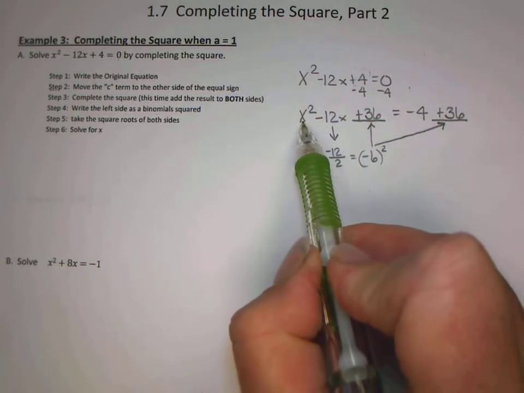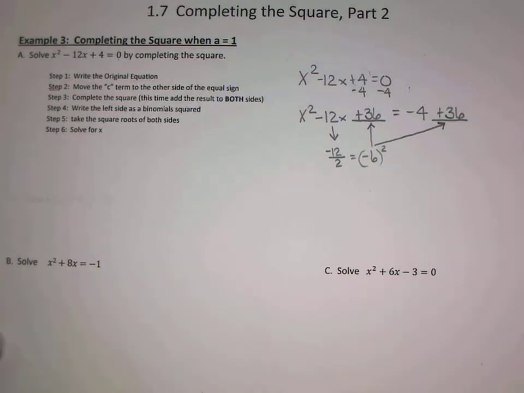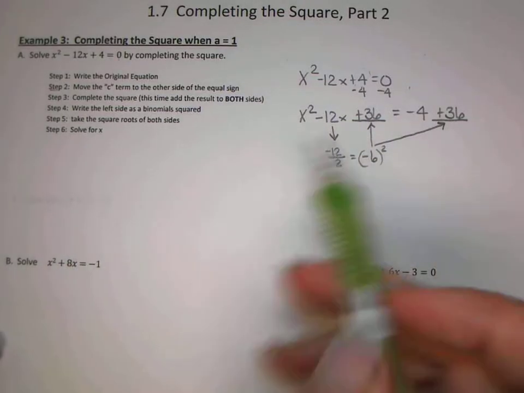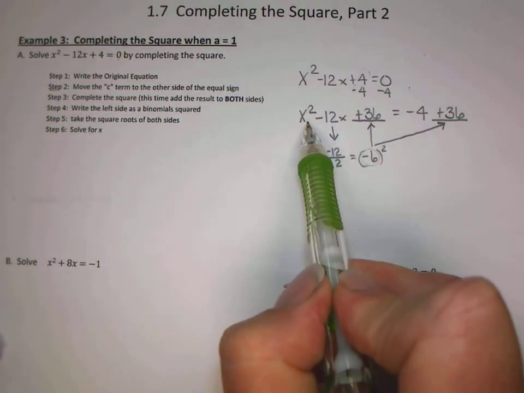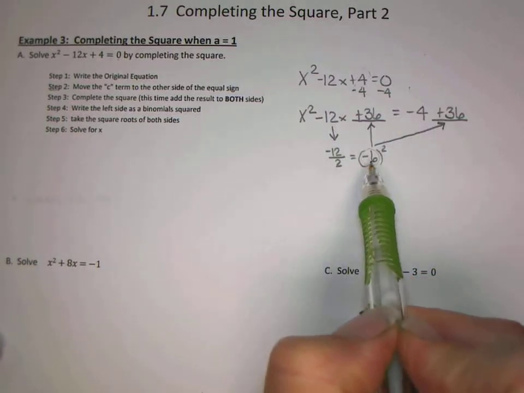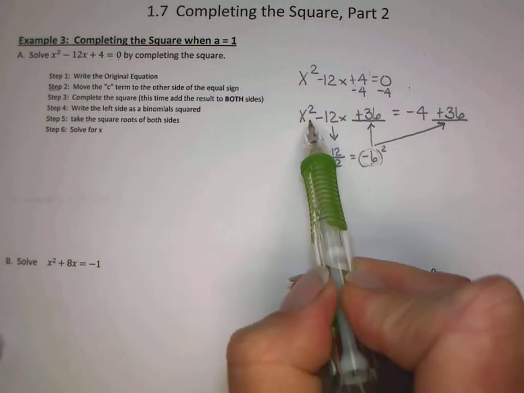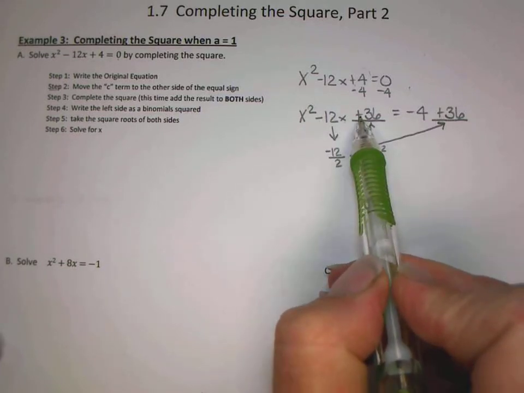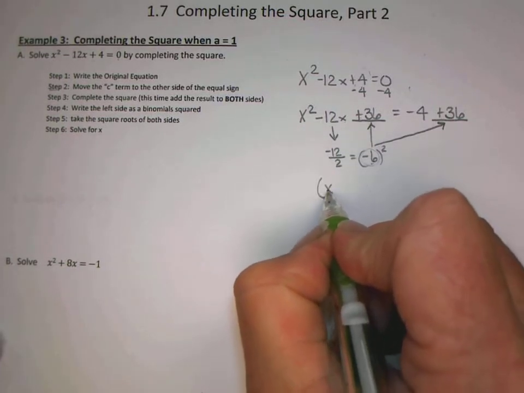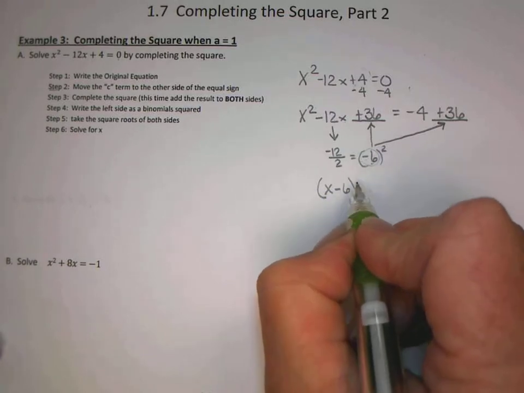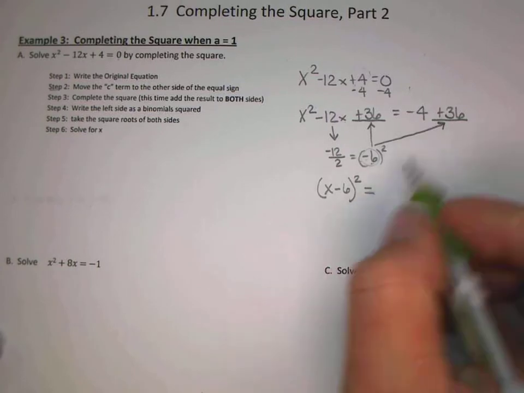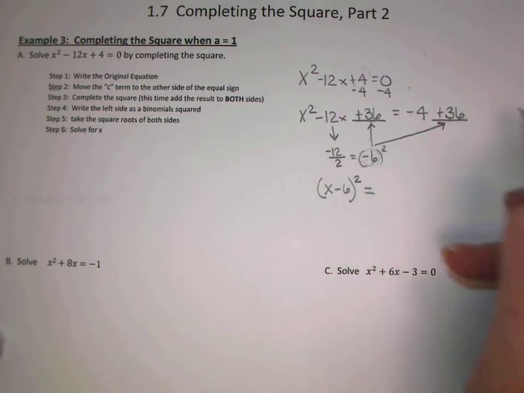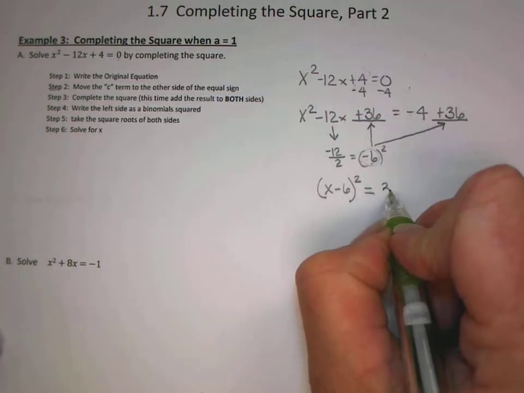Now, what you just did right here was you created a perfect square. In the last video, I said this little number right here is going to help you. Because when you divide b by 2, that's going to give you what this will factor to. So x squared minus 12x plus 36 will factor to x minus 6. That's where the minus 6 comes into play. Squared equals negative 4 plus 36, which gives you 32.